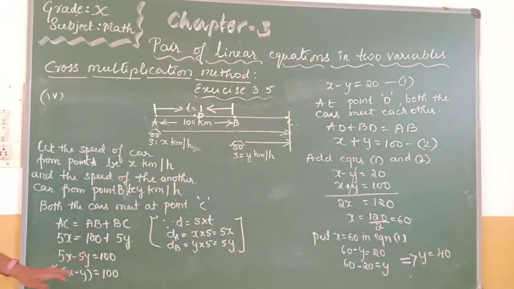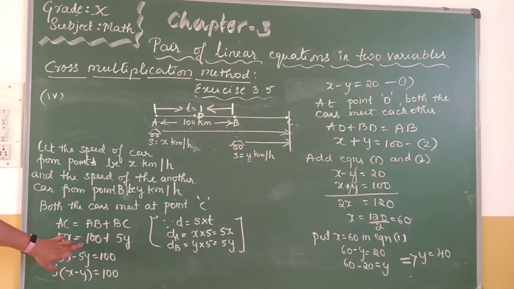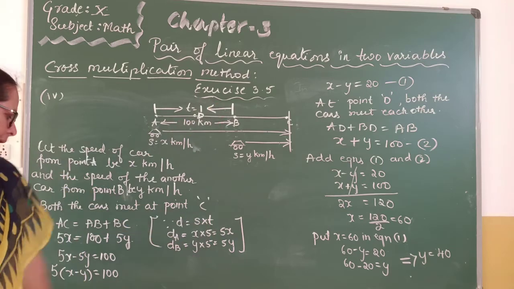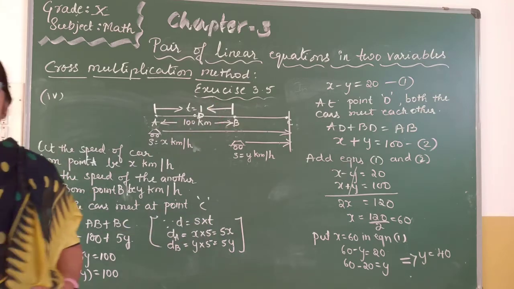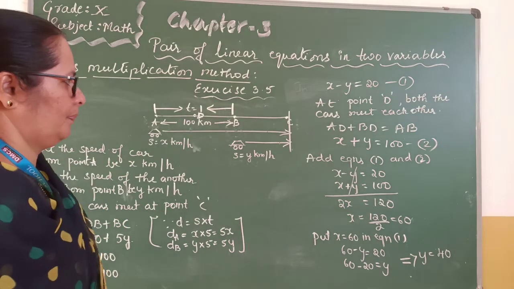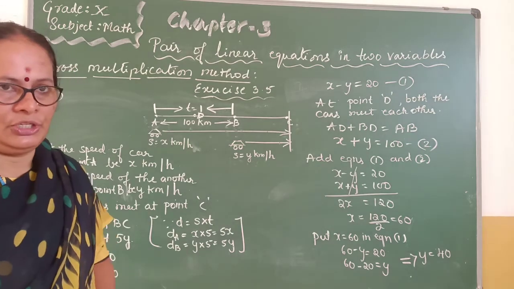So AC is 5x equals 100 plus 5y. 5x minus 5y is 100. So 5 is common. So x minus y equals 100 by 5, which is 20. Take this as equation 1. Now the second condition.